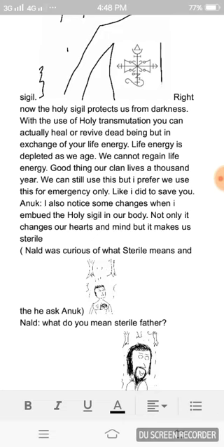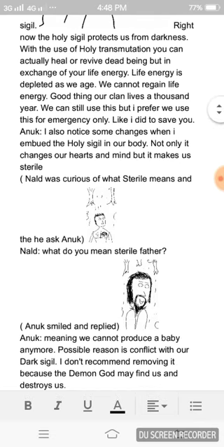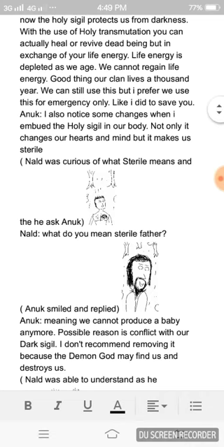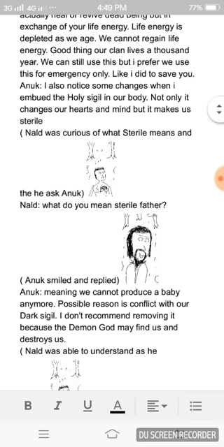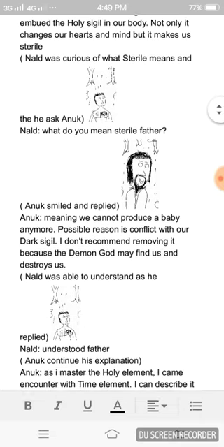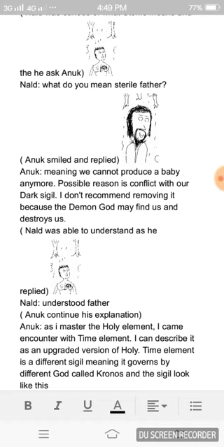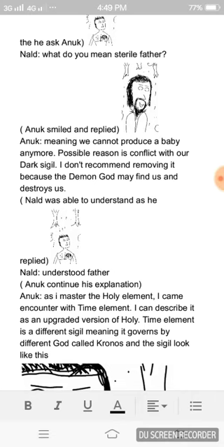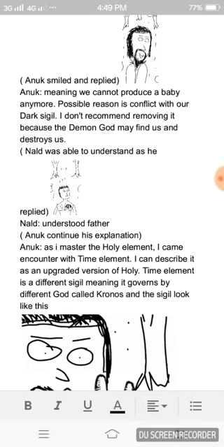I also noticed some changes when I imbued the holy sigil in our body. Not only does it change our hearts and mind, but it makes us sterile. Nald was curious about what sterile means, and he asked Anuak, "What do you mean sterile, father?" Anuak smiled and replied, "Meaning we cannot produce a baby anymore. Possible reason is the conflict with our dark sigil. I don't recommend removing it because the demon god may find us and destroy us." Nald was able to understand as he replied, "Understood, father."